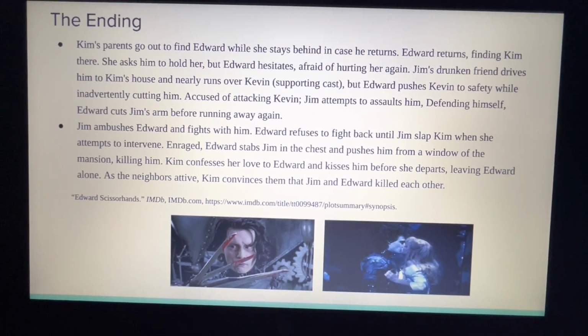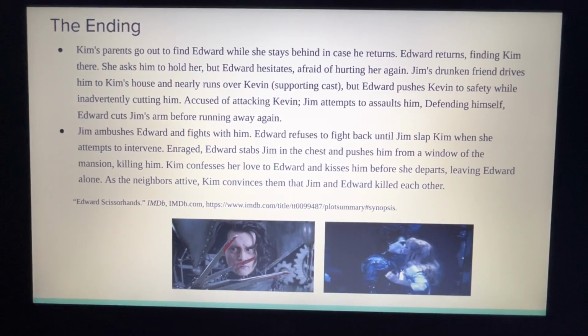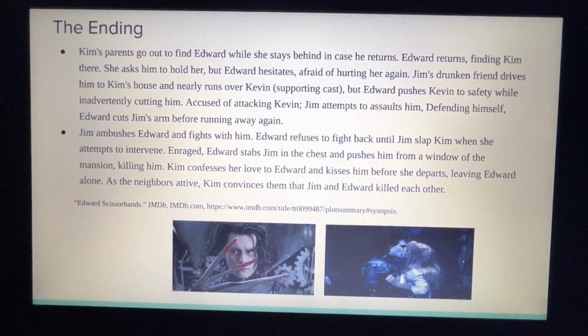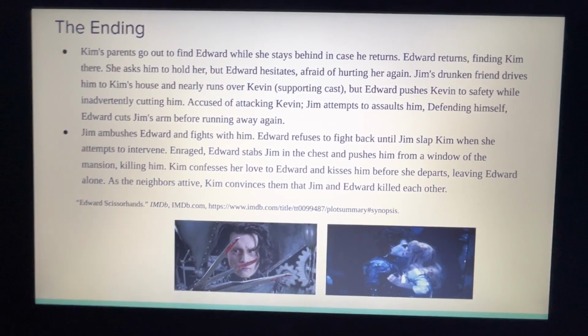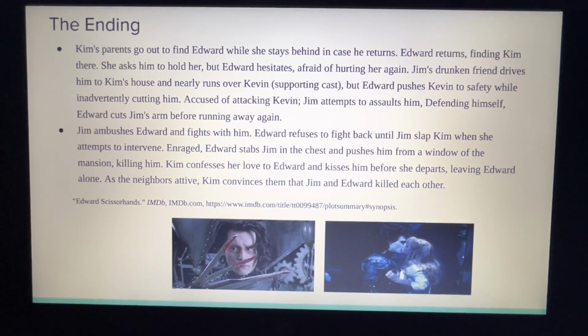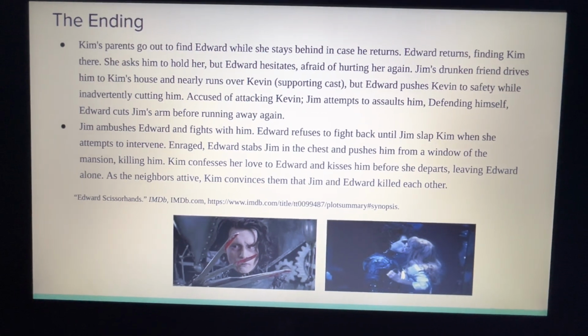Jim and his drunken friend drive back to Kim's house and nearly run over Kevin, a supporting cast member in the film. But Edward pushes Kevin to safety while inadvertently cutting him in the process. Accused of attacking Kevin, Jim attempts to assault him. Defending himself, Edward cuts Jim's arms before running away again.